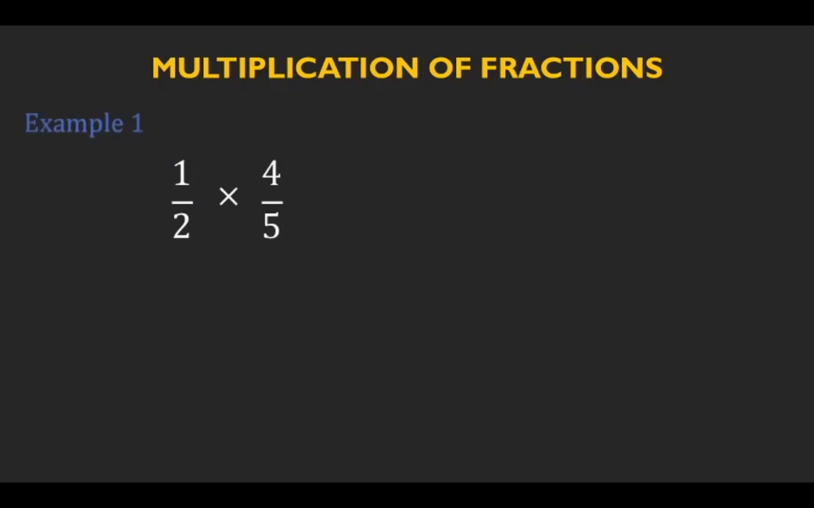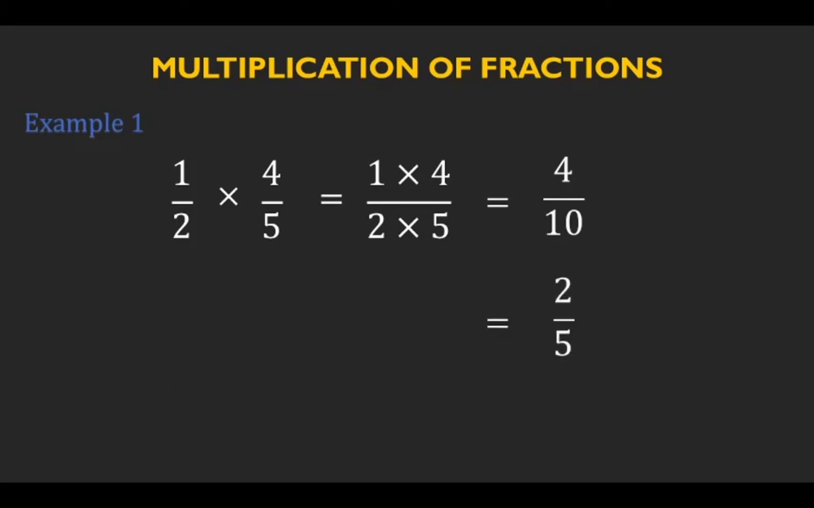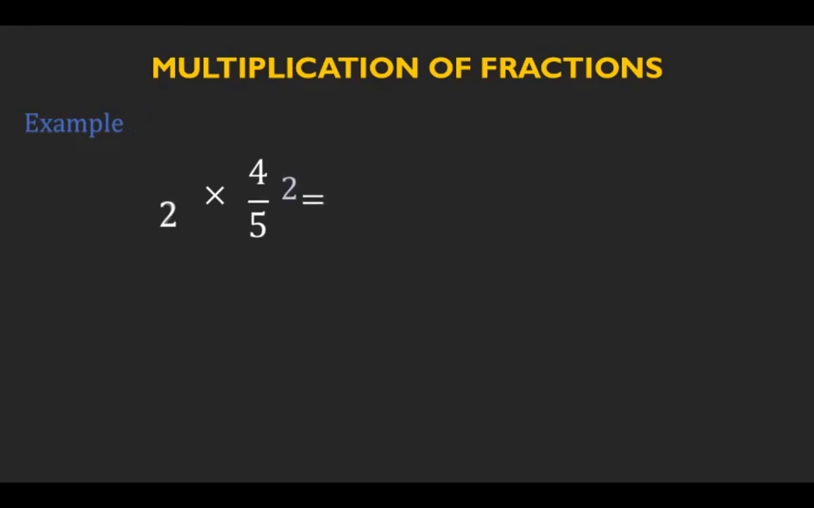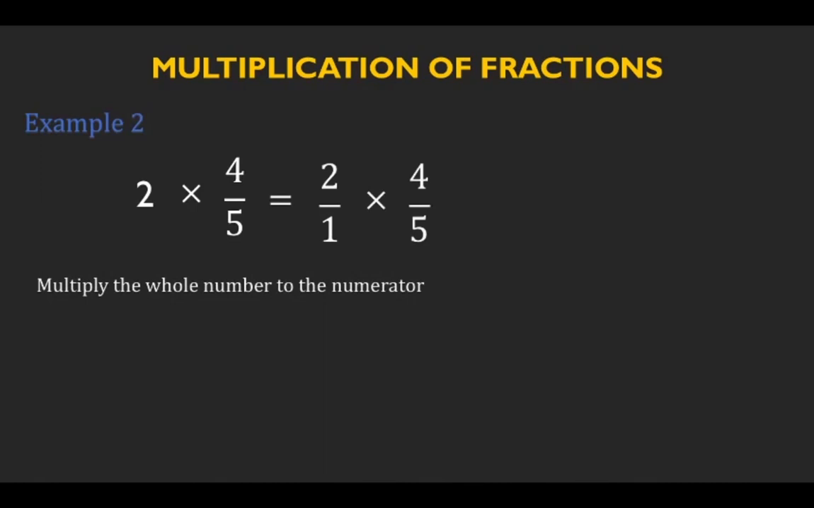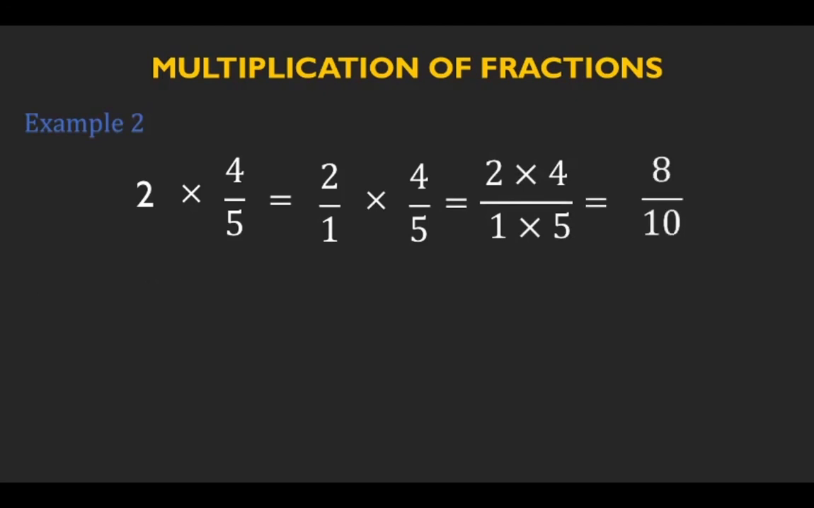Example number 1. We simply multiply the numerator by the numerator and the denominator by the denominator. We get the answer and we simplify the final answer. Example number 2, we multiply a whole number to a fraction. We multiply the whole number to the numerator. And simplify.